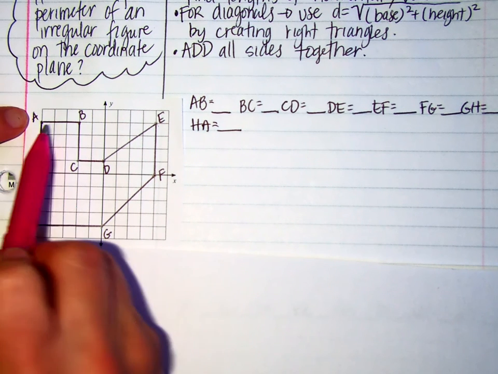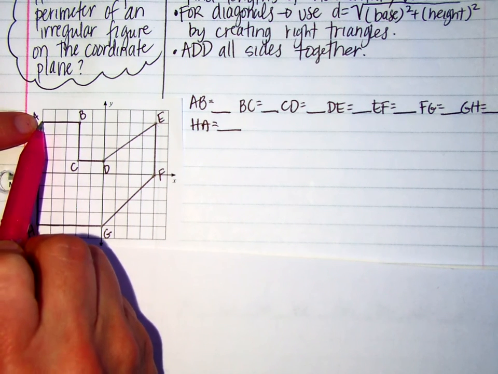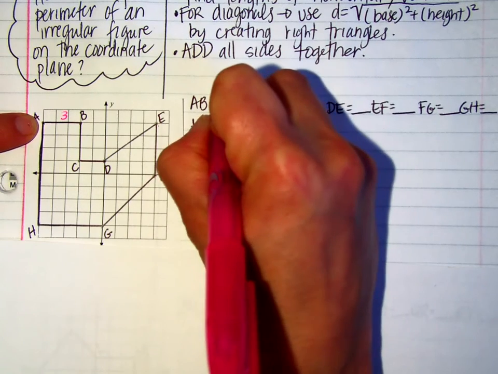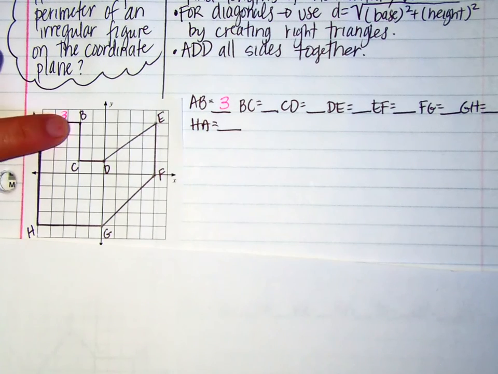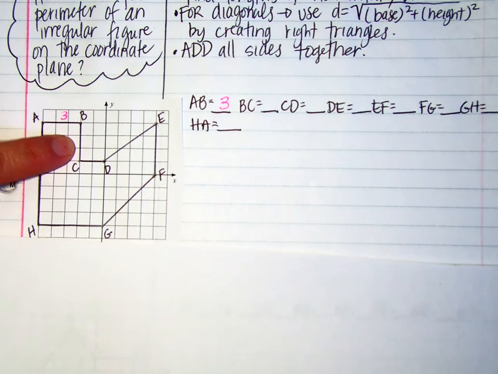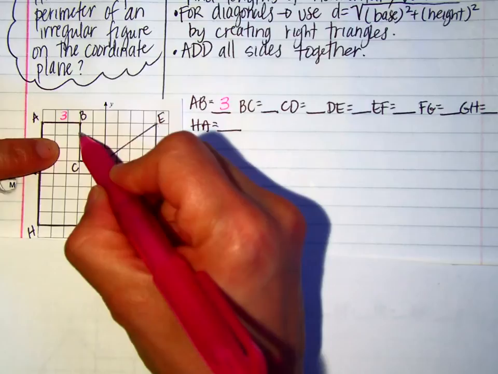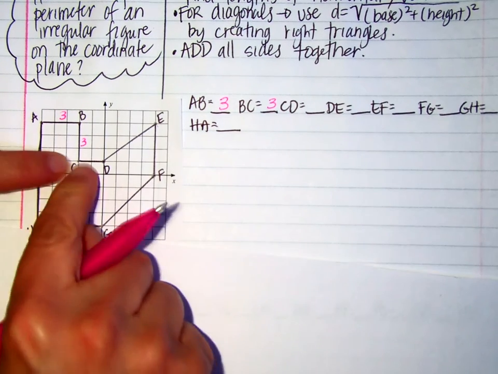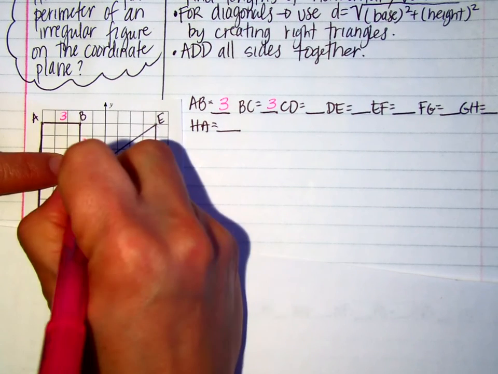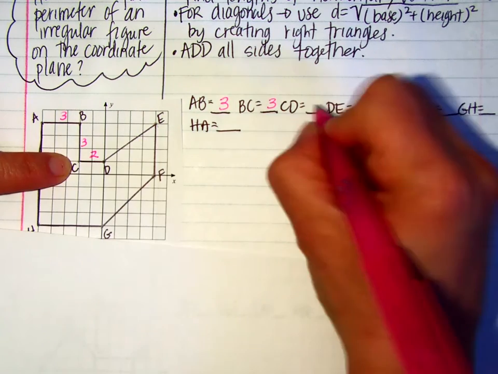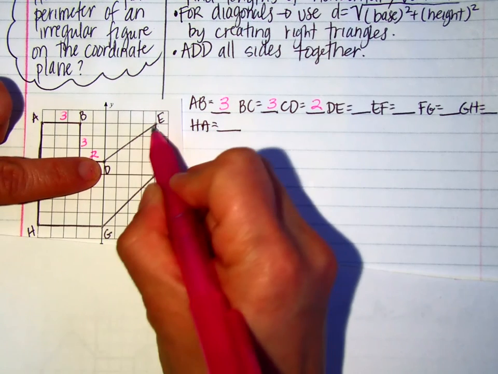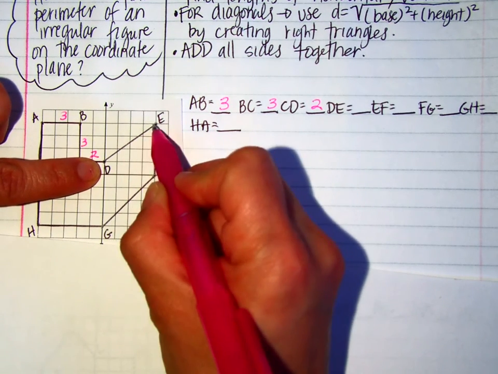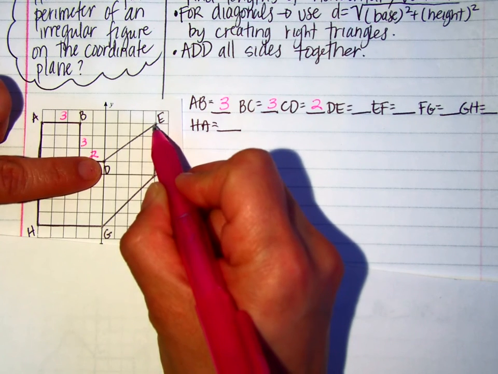So it looks like segment AB, I can count. It is 1, 2, 3 spaces, 3 units. So I'm going to write that down. BC is a vertical piece, so I definitely can add that one as well. So that's 1, 2, 3. CD is 1, 2. It's a horizontal piece. DE, I can't count because it is a diagonal. So I'm going to skip this one and come back to it later.